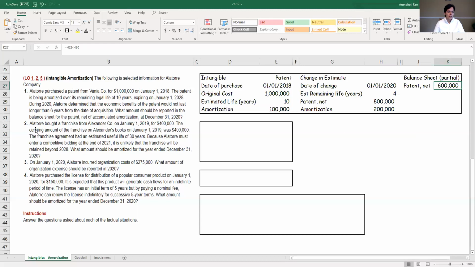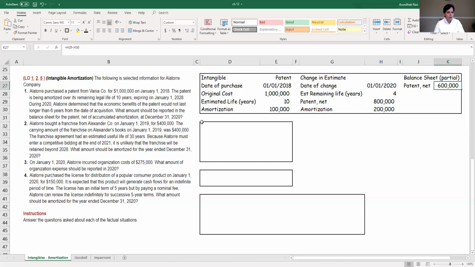Now the next one, they're telling us that we purchased a franchise from Alexander Company on January 1st, 2019 for $400,000. The carrying amount of the franchise on Alexander's books on this date is $400,000. That information is really not relevant. What is relevant is how much did I pay for that asset. I paid $400,000. The franchise agreement has an estimated life of 30 years. Because we must enter into a competitive bidding at the end of 2021, it is unlikely the franchise will be retained beyond 2028. What amount should you amortize for the year ended December 31st, 2020?